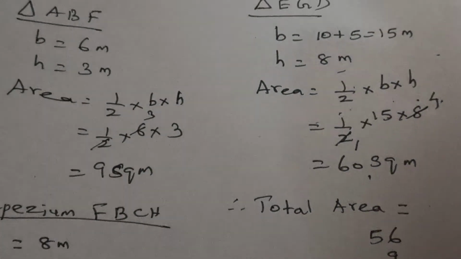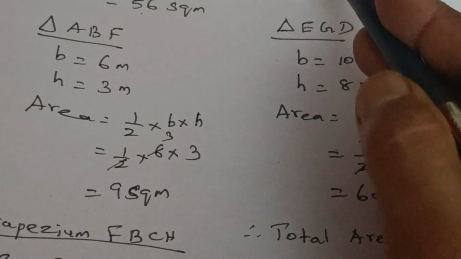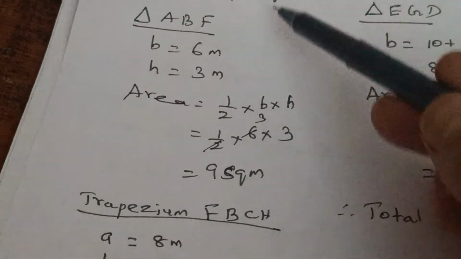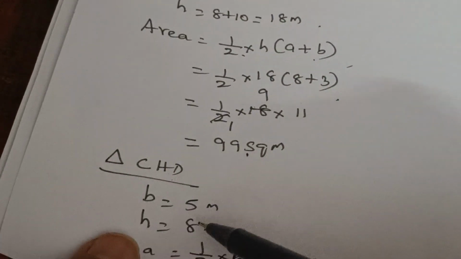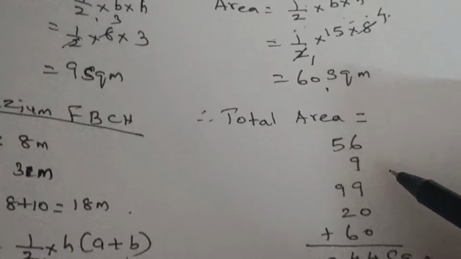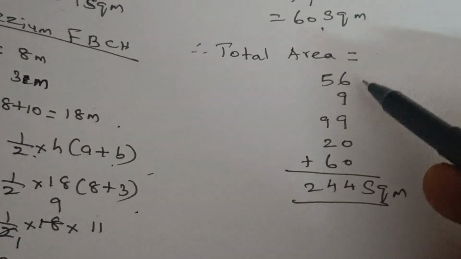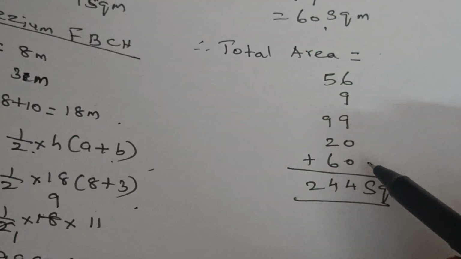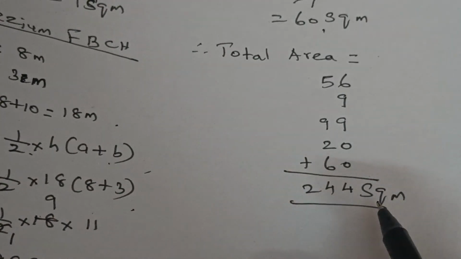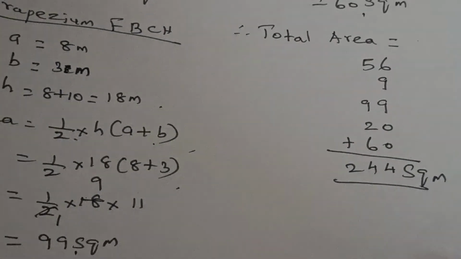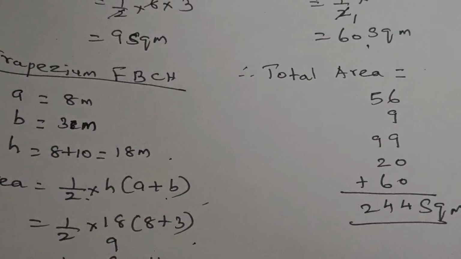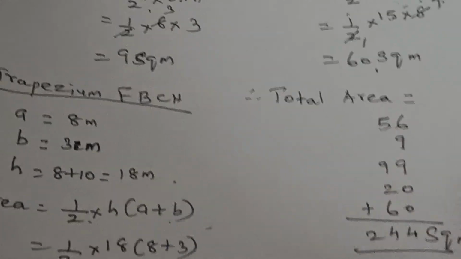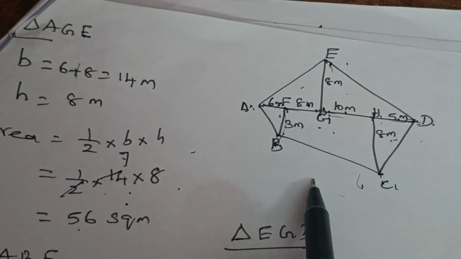Okay. So we have got all the 5 areas. 1, 2, 3, 4, 5. So add all the 5 areas. 56 plus 9 plus 99 plus 20 plus 60. We get 244 square meters as the total area of the given irregular polygon.